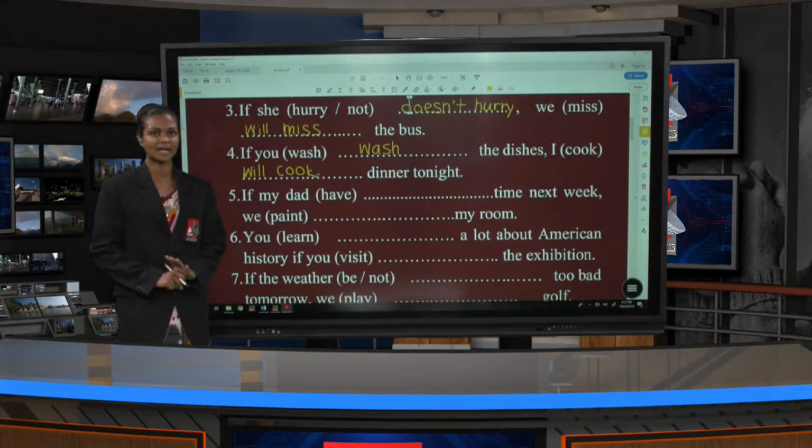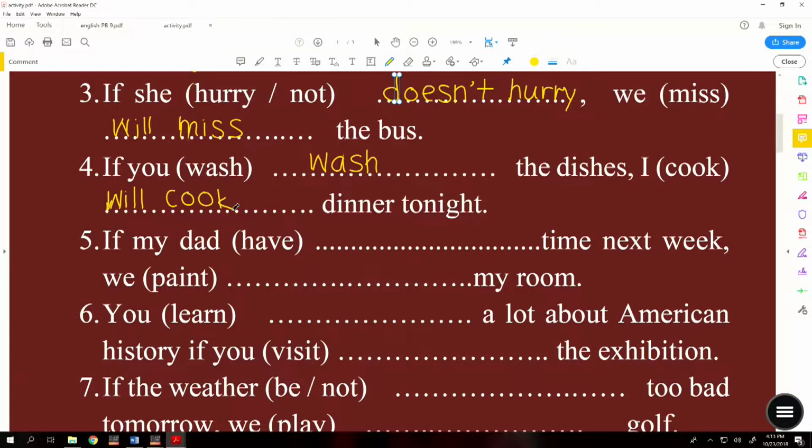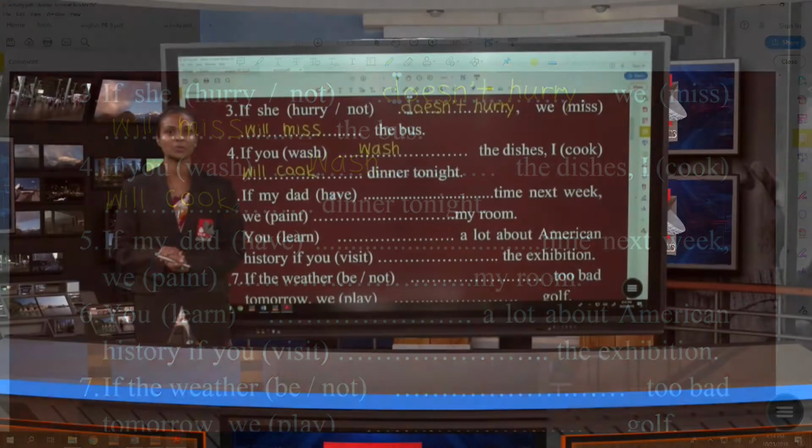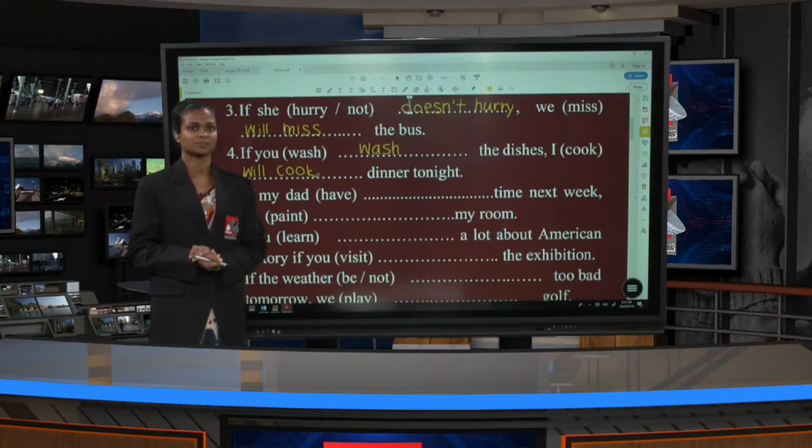If my dad blank time next week. Have. What is the meaning of have? We blank my room. The verb is paint. Right? How do we construct the sentence?